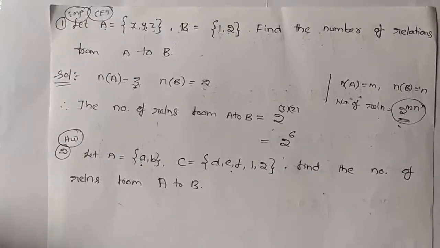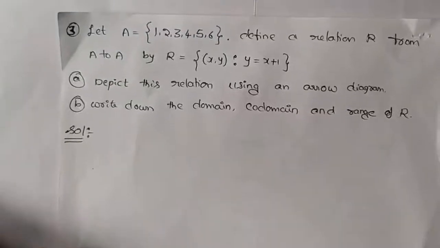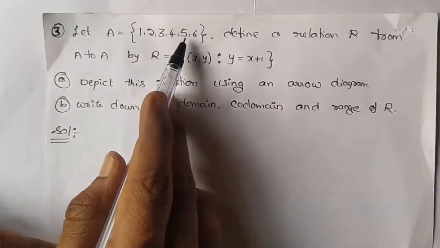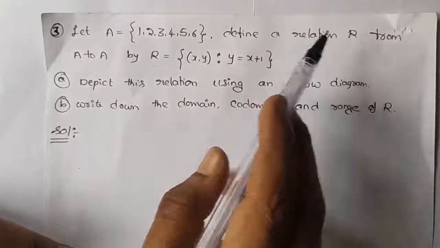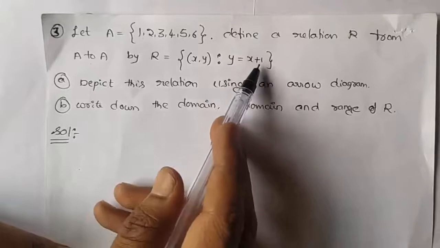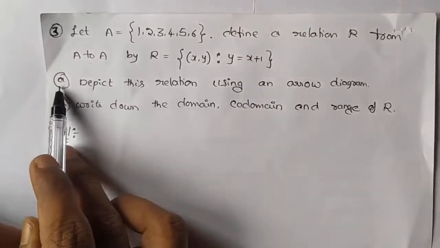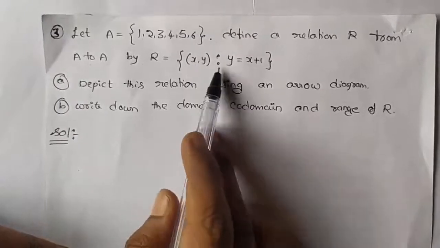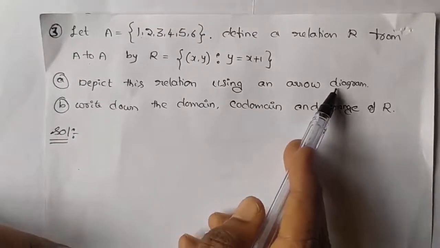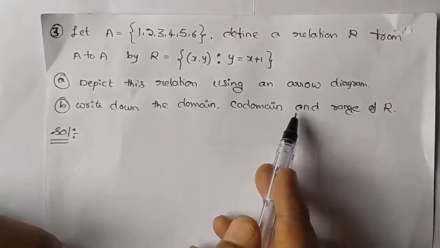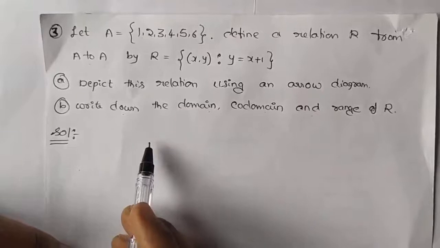Okay, now let us move on to the next question, question number 3. Here we have the third question. Let A equals {1, 2, 3, 4, 5, 6}. Define a relation R from A to A by R equals {(x, y) such that y equals x plus 1}. Here we have two sub-questions. First, we have to represent this relation in an arrow diagram, and second, we have to find the domain, codomain, and the range of the relation R.